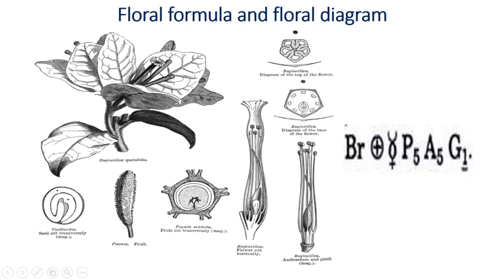This is the fruit, dry indehiscent. This is the ovary, TS of ovary or seed. This is the LS of flower. This is the perianth or tepals, and this is the floral diagram. Now you know how to draw the diagram on the basis of the floral formula. Now the number of tepals here is 1, 2, 3, 4 and 5. They show the gamophyllous condition.